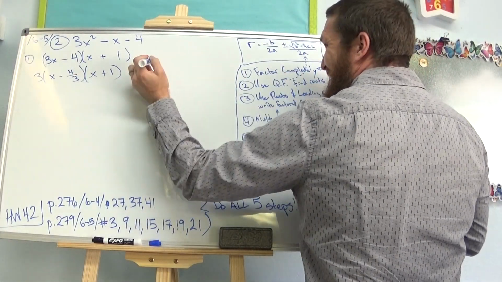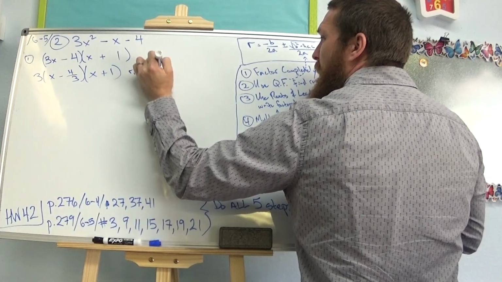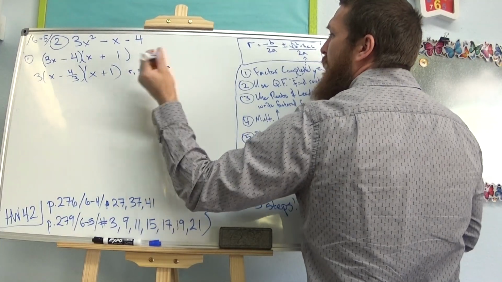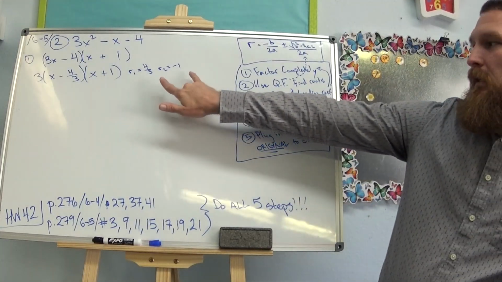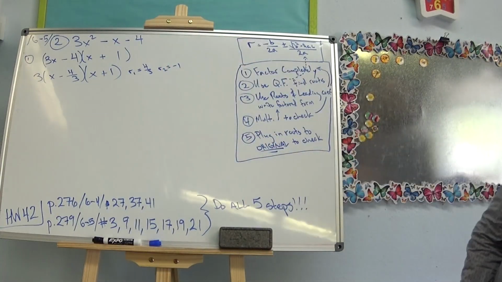Positive 4 thirds. Good. Positive 4 thirds. And what's root 2? Negative 1. Negative 1. There you go. Okay, now, again, you don't need to do this, but that's cool.